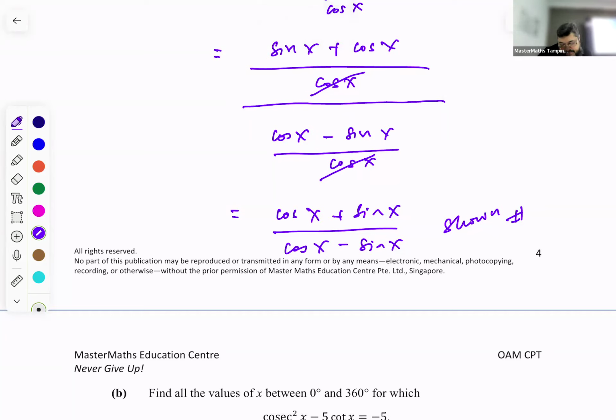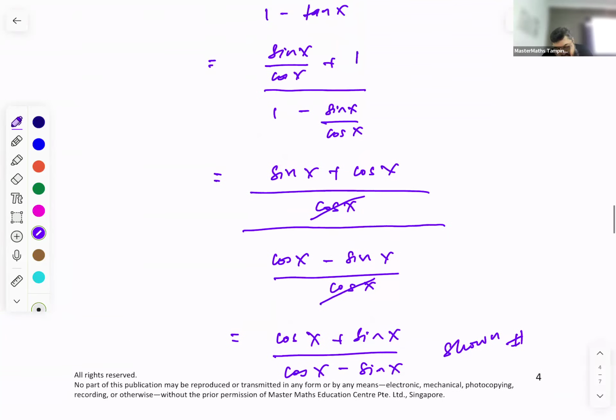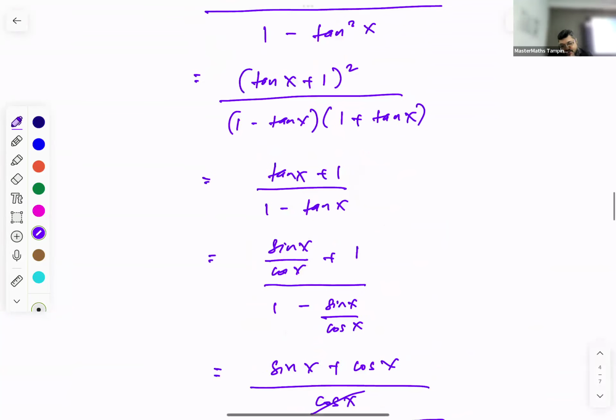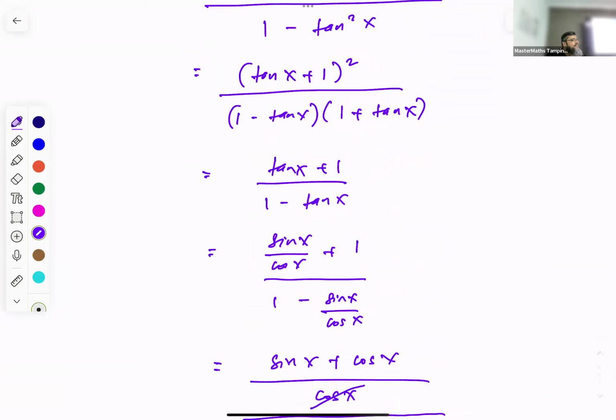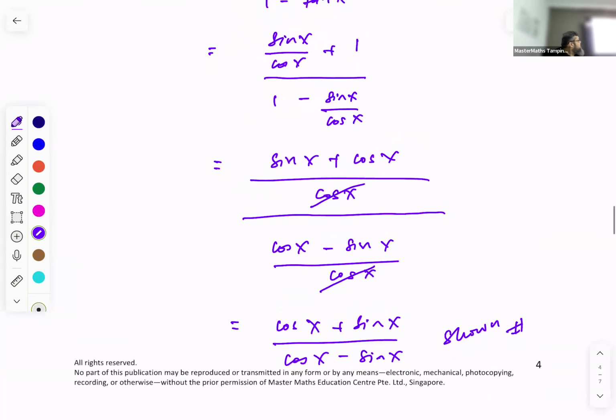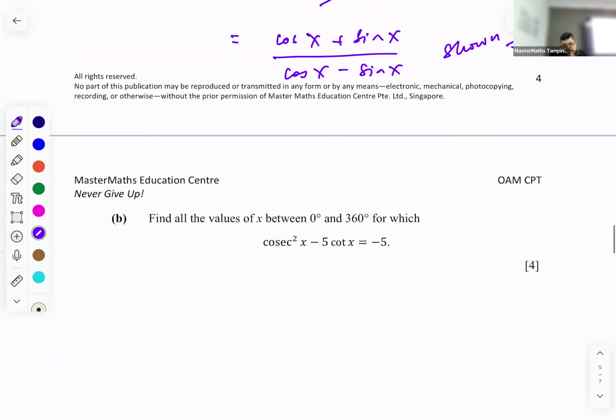Yes, sometimes you must know what you're doing. So, a 4 marks question. There's nothing difficult which I did. I just changed it to this, make sure I cancel it, and that's it, finished. Now move on to the next one.